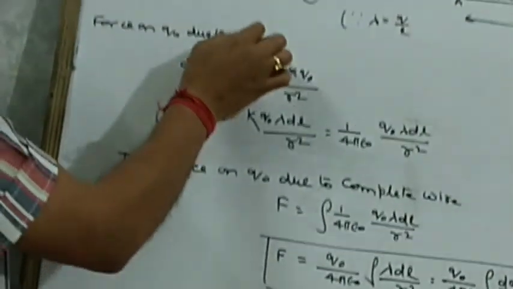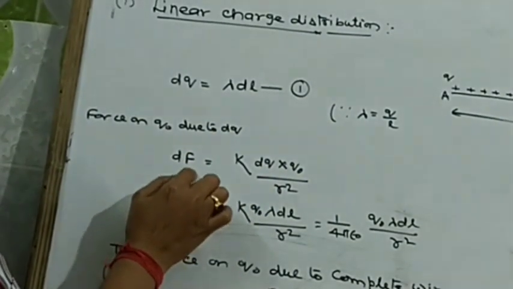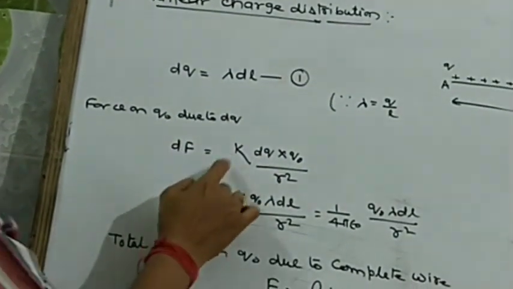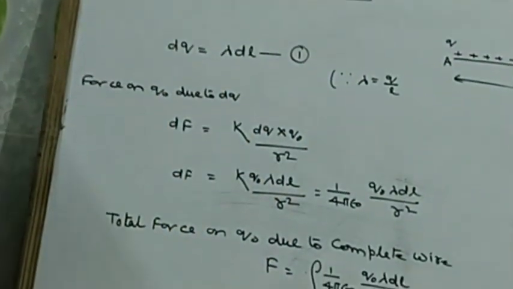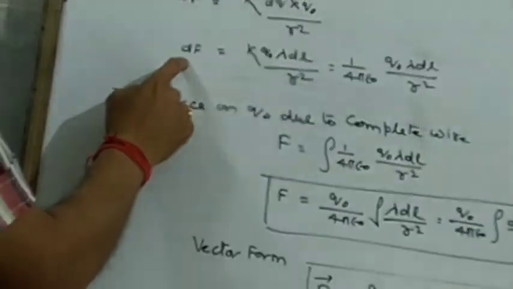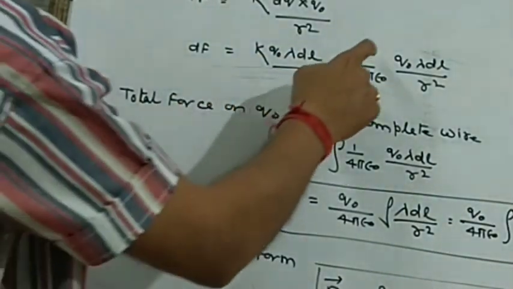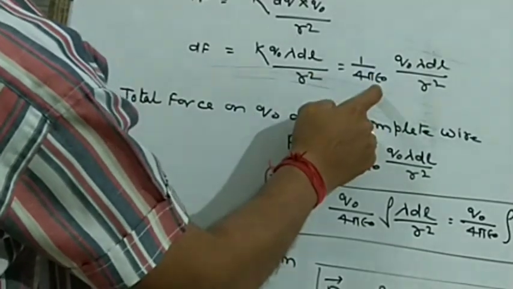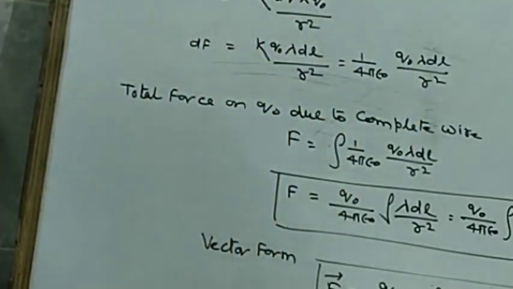Now we have to find out the force on q naught due to dq. Since dq is a small charge, this force we will take as a small force. So dF will be equal to k into dq into q naught upon r square. We can put the value of dq from equation first. So dF will be equal to k q naught lambda dl upon r square, and this will be equal to 1 upon 4 pi epsilon naught, q naught into lambda dl upon r square.